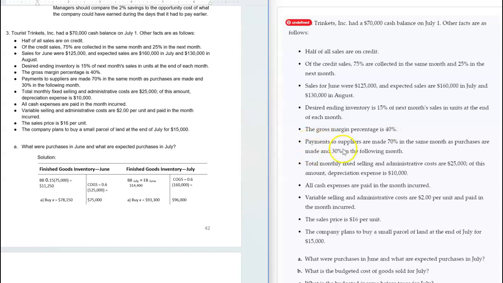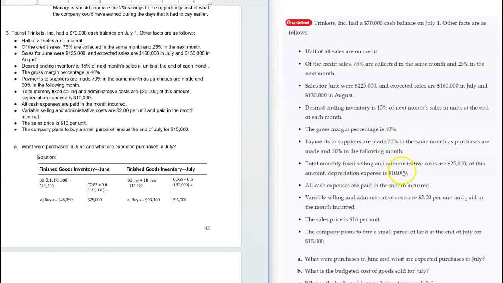And payments to suppliers are made 70% in the same month as purchases are made, and 30% the following month. So when they buy something on credit, which would be all of your suppliers, it's 70% in the month that they purchase it, and 30% in the next month. That's how they pay it.